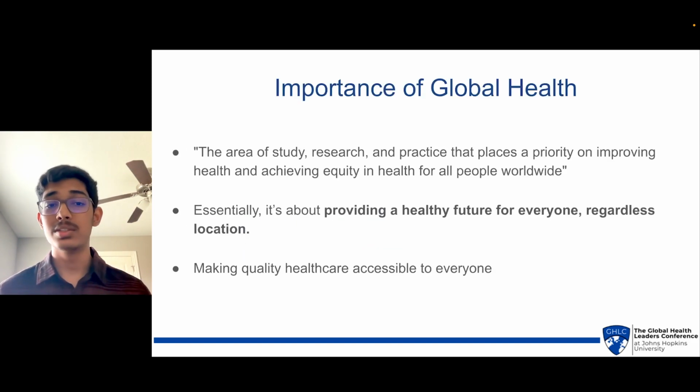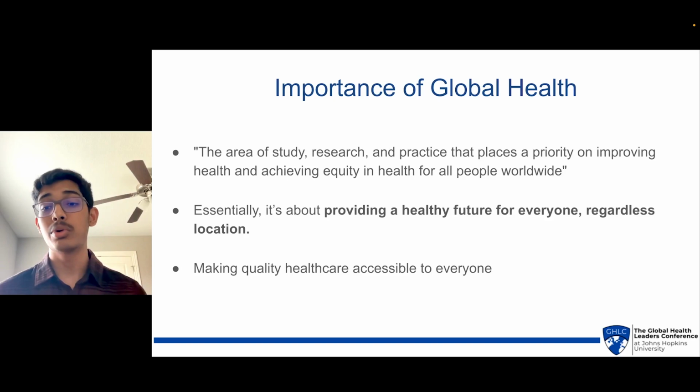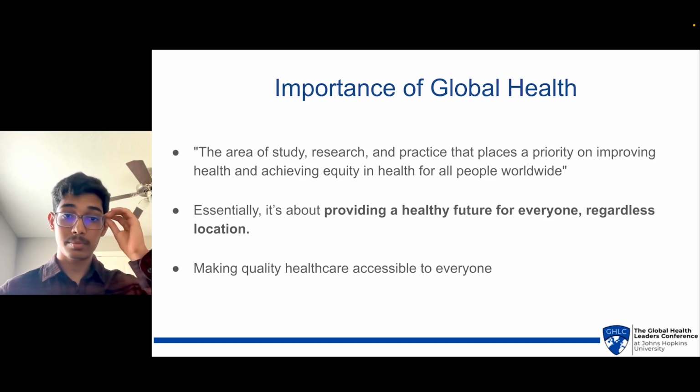So, global health and its importance. Global health is defined as the area of study, research, and practice that places a priority on improving health and achieving equity in health for all people. Essentially, it's about providing a healthy future for everyone, regardless of location, financials, etc. And this ties into my research, which also aspires to make quality healthcare accessible to everyone.